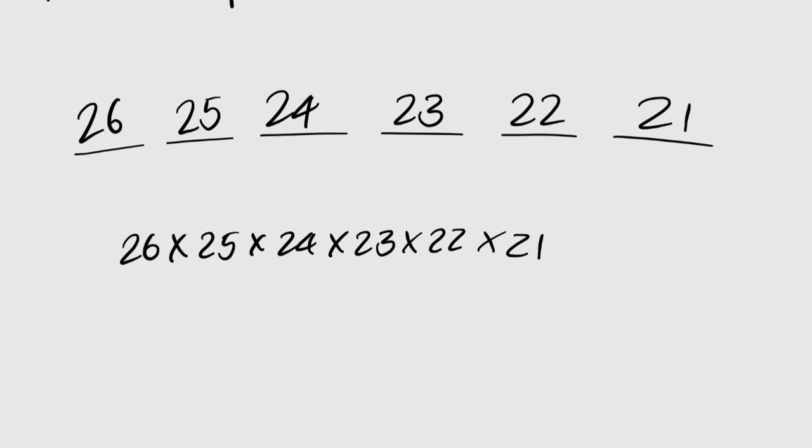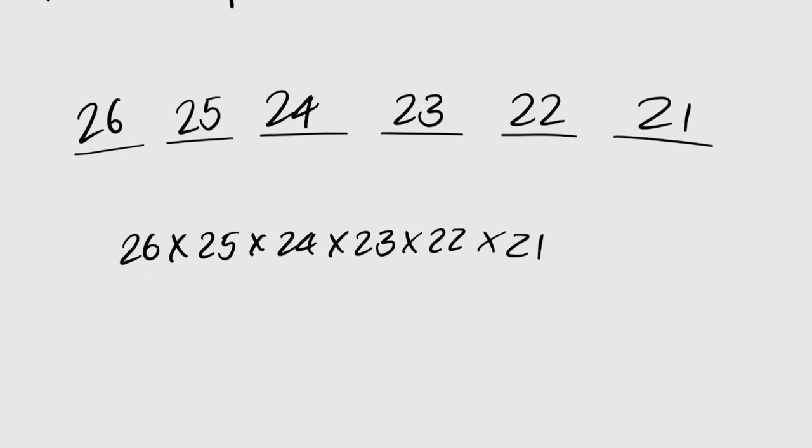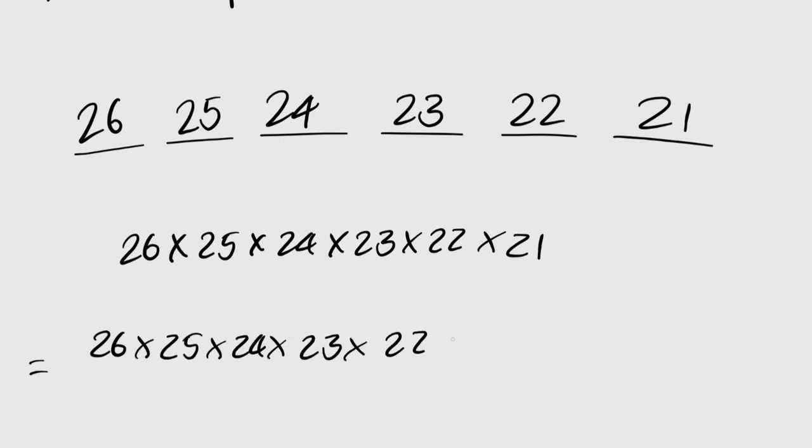But this, as you can see, is almost like a factorial, but divided by 20 factorial. It's the same thing. You may notice that. If you don't understand why that is, you could say times 20 times dot dot dot all the way until times 1. Let me rewrite it. Let me say equals 26 times 25 times 24 times 23 times 22 times 21.